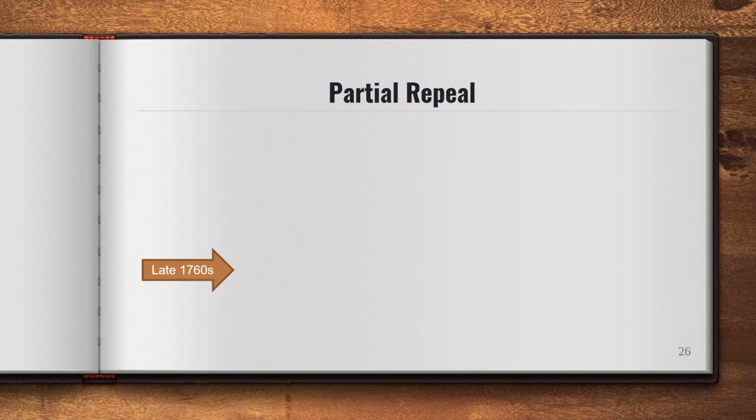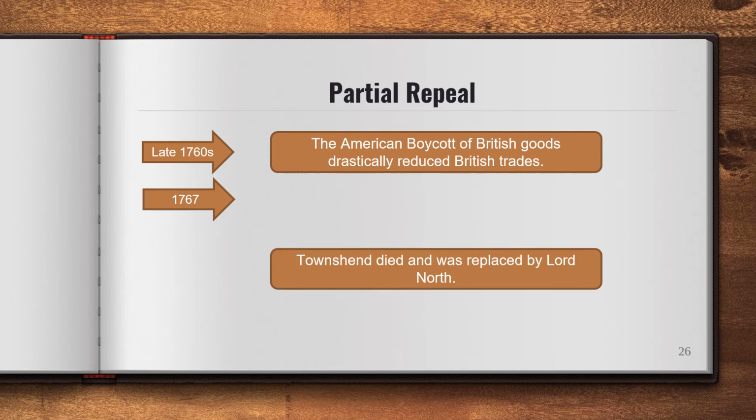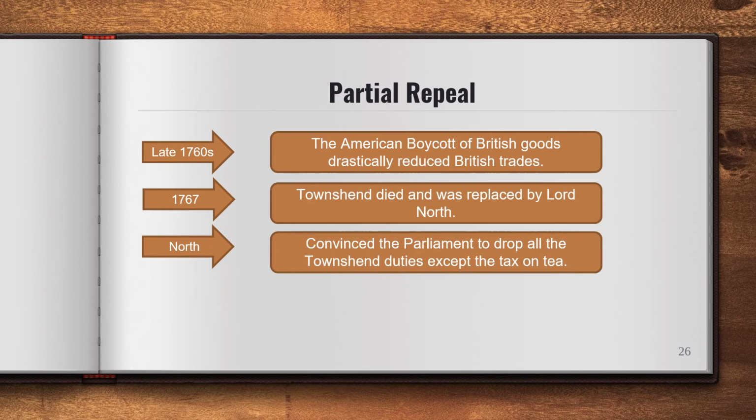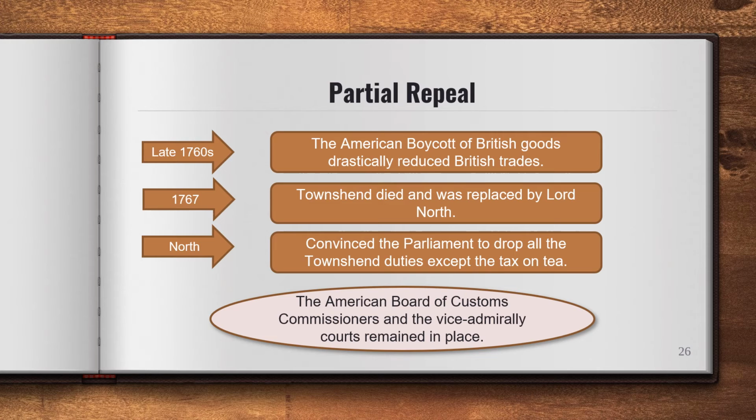Next is the partial repeal. In the late 1760s, the American boycott of British goods drastically reduced British trade. So the merchants kept on pressuring the Parliament to break the non-importation movement. By 1770, Townshend had died and was replaced by Lord North. And North convinced the Parliament to drop all the Townshend duties except the tax on tea. The American Board of Customs Commissioners and the Vice Admiralty Courts remained in place even though North dropped the Townshend duties. Because of his decision, it appeared to be a major victory to the majority.